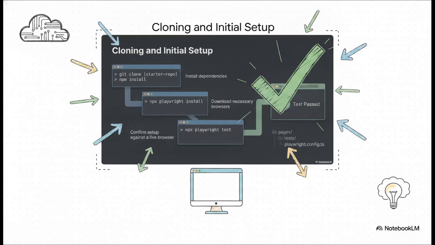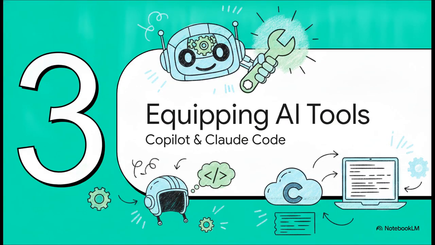And once you run that final npx playwright test command, you'll get that satisfying confirmation that your tests are successfully running against a live browser. At this point, our traditional foundation is rock solid, and we are totally ready for the next phase. Which brings us to Section 3, equipping AI assistants, installing Copilot and Claude Code.